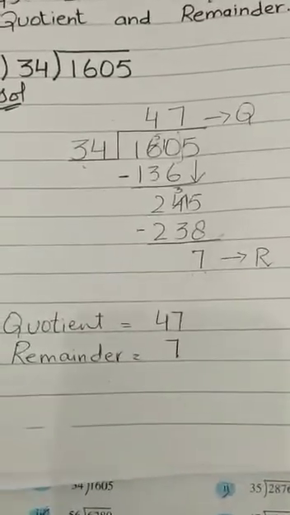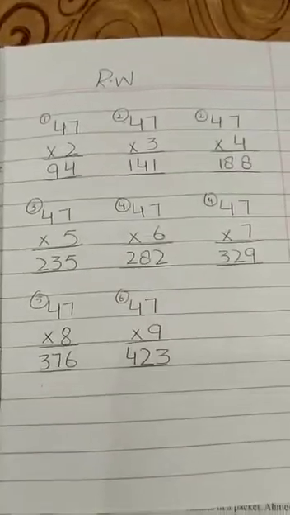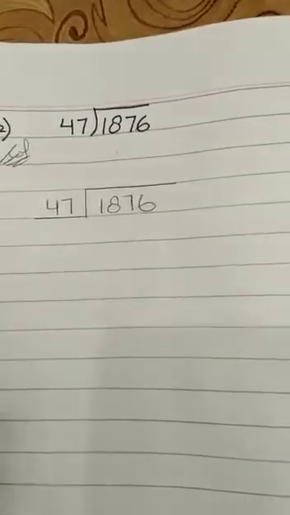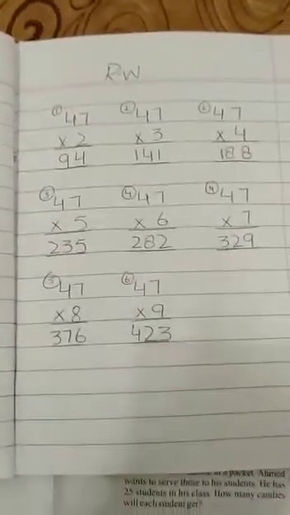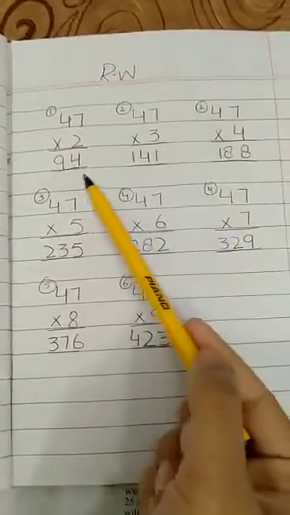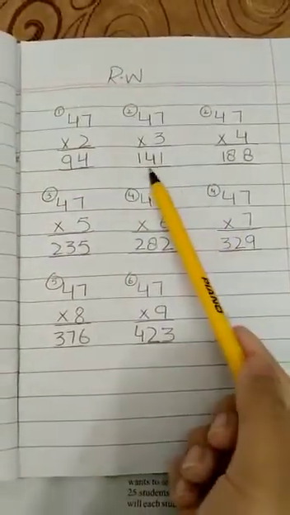Now we take another example, that is 47 and 1876. Again we do the rough work or write the table of 47. In 47, first we take 3 digits, 187. Check 187 or less than 187. So we get 94, 141 and 188. Obviously 141, 47 into 3.